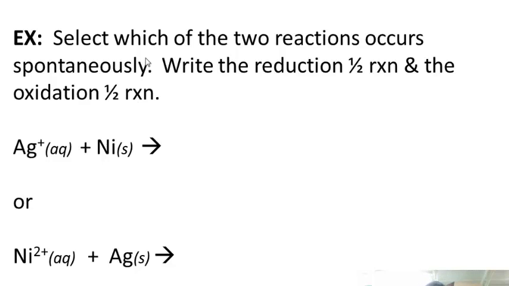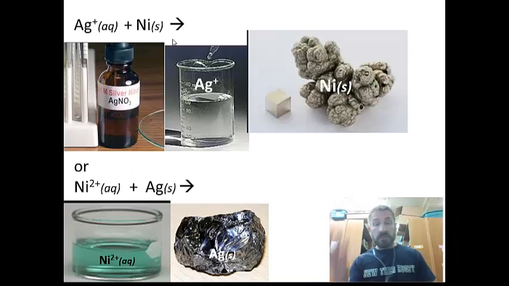The reaction could either be putting a piece of solid nickel in a silver solution or putting a piece of silver in a nickel solution. Now, what would that look like in the lab? If you looked in the lab, the first reaction would look like this.